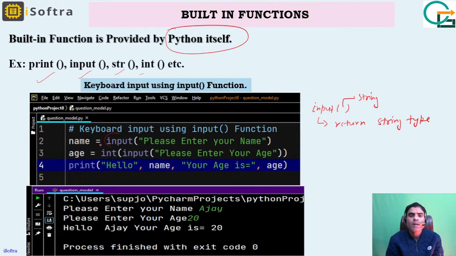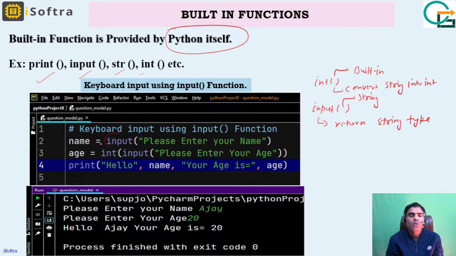First we enter the name of the student with 'please enter your name'. In the second variable, age, we input 'please enter your age'. Since the input function returns string type, we have to convert it into int. int is also a built-in function, and it converts a string into an integer. Finally, I just print hello, name, your age is, like that.